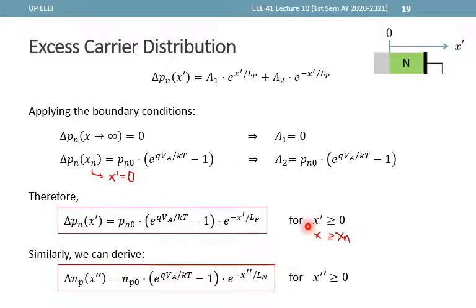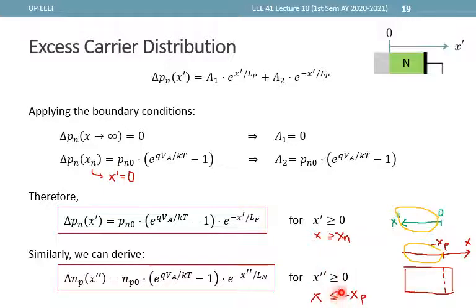We can follow the same approach, this time in terms of x double prime for the holes at the quasi-neutral region at the p side, and end up with a similar expression. We simply change Pn naught to Np naught, and from x prime to x double prime, and from Lp to Ln, which is valid for x double prime greater than or equal to 0, or x less than or equal to minus xp, since we are considering this side.